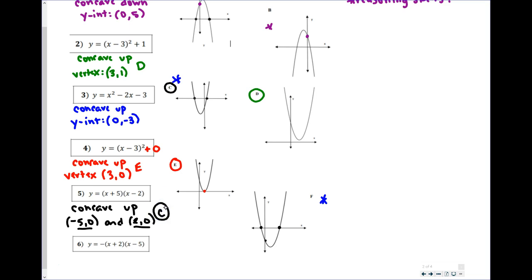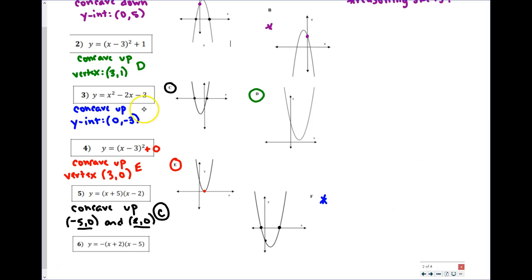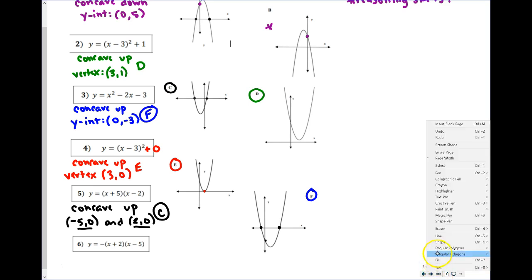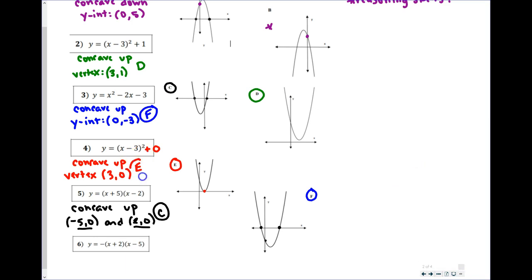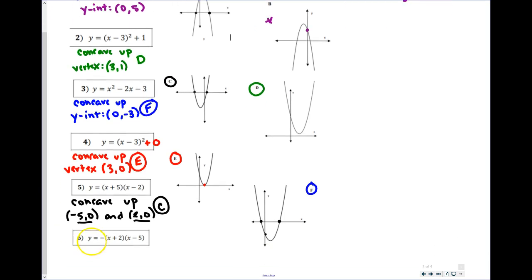Okay? Now that leaves me with this F over here, our other blue option. So now that C is done, I can erase this option from blue. And now I know that F has to go with number 3, because that was the only one left. Okay? That's how we're using some reasoning skills, right? We're trying to think about what might work and then eliminating options when another one takes it. Okay? We're reasoning through.